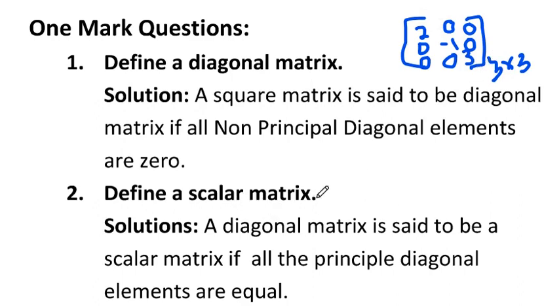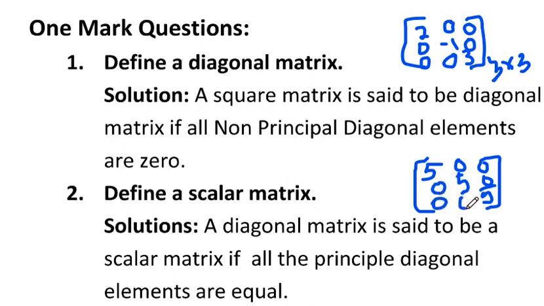In the scalar matrix, the definition says all the elements in the principal diagonal are equal. While writing, you should write the same element in the principal diagonal. For example, if you write 5, 5, 5 in the principal diagonal, the rest of the elements should be 0 because it is a diagonal matrix. This is 0, this is 0, this element is also 0, and this is 0, this element is 0, and this element is 0.